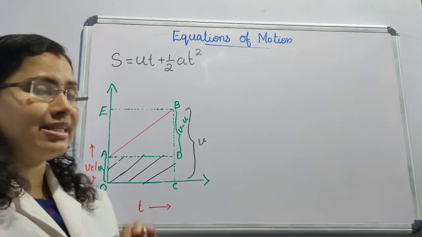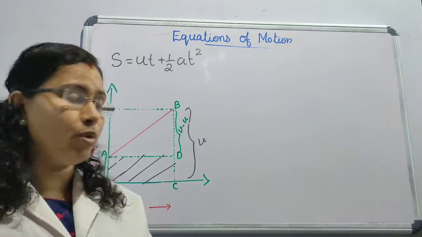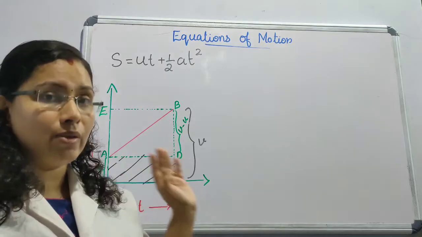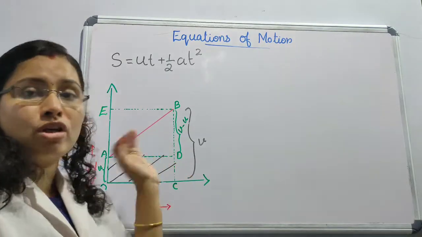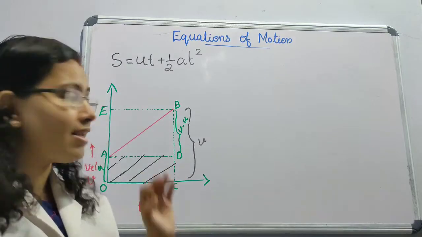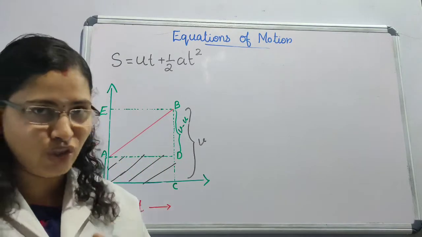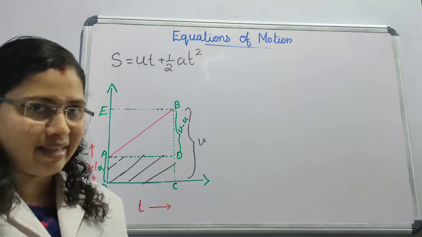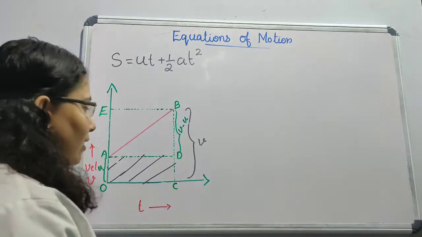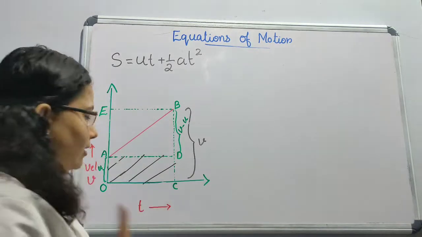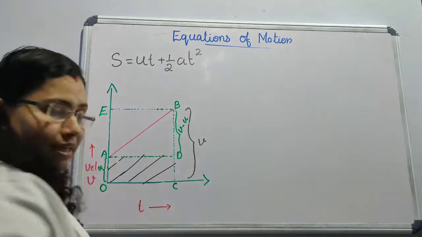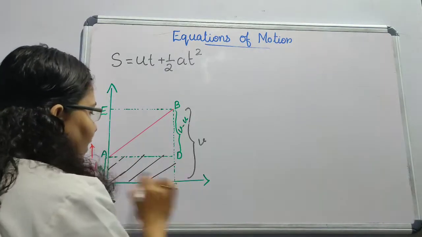Now let us derive the second equation of motion using the same graph. What is this graph? It is the velocity-time graph for uniform motion when the body is initially not at rest. That is, it has an initial velocity u. So let us derive that. Can you see what figure you are obtaining here? This is O, A, B, C. That is the figure you are getting.